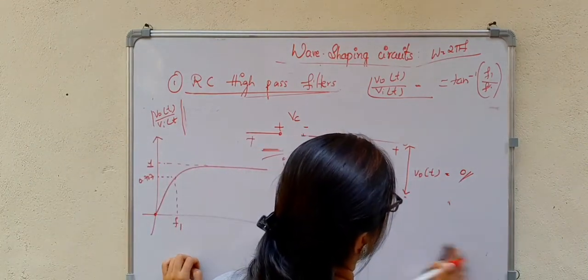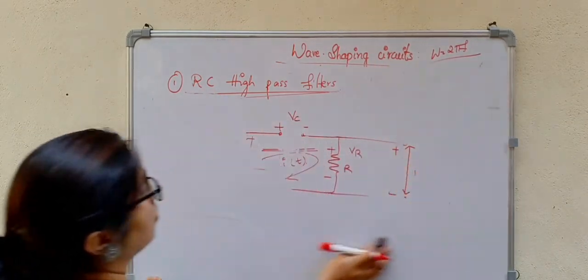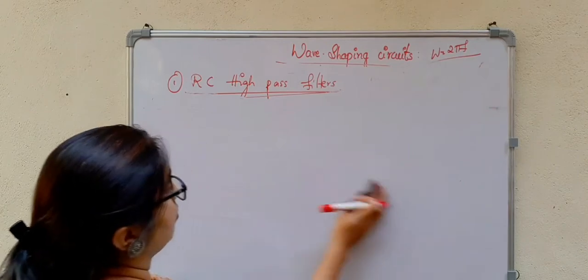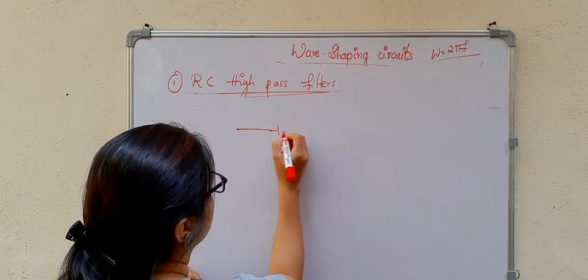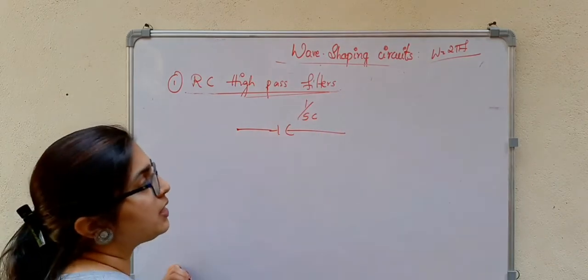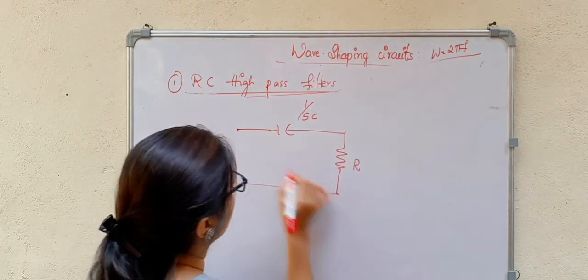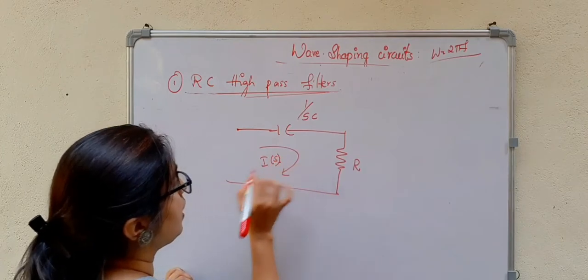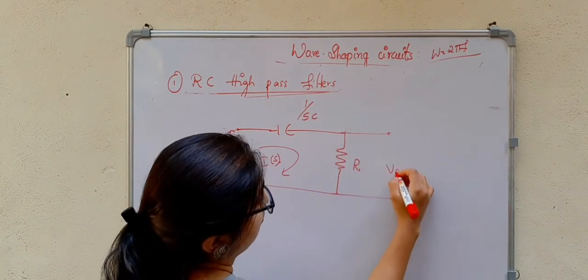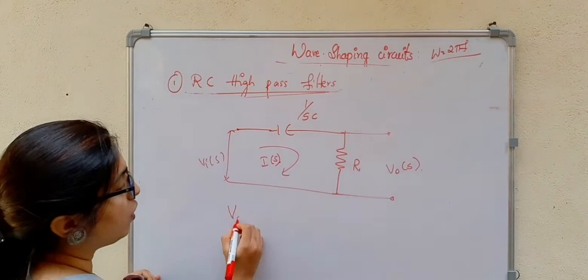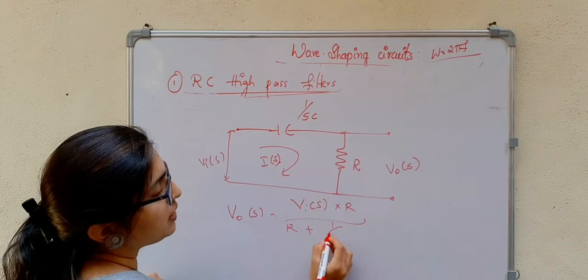Now, if I consider the Laplace transform, this is the capacitor. I can write this as 1 by SC, and the resistor, if I take the Laplace, will be R itself. This current I will be writing in terms of S, so I(S), this is V_i(S), and the output will be V_o(S). So what is your V_o(S)? That is equal to V_i(S) into R divided by R plus 1 by SC.